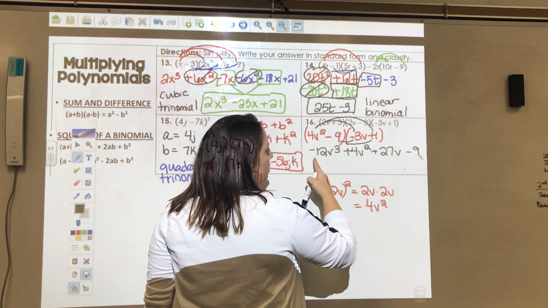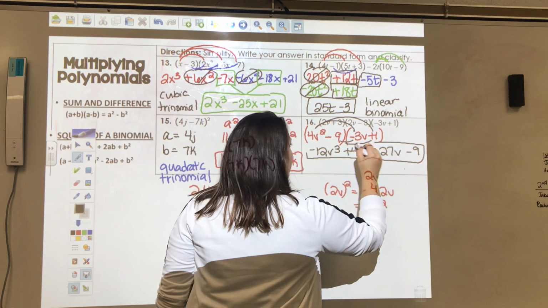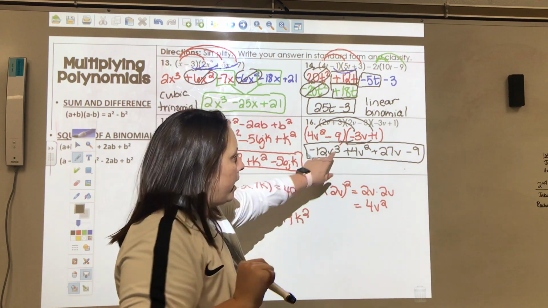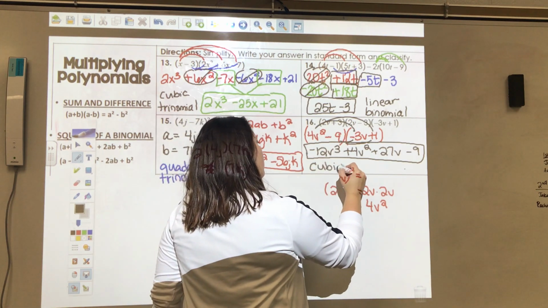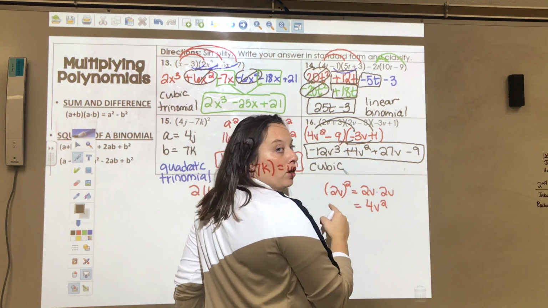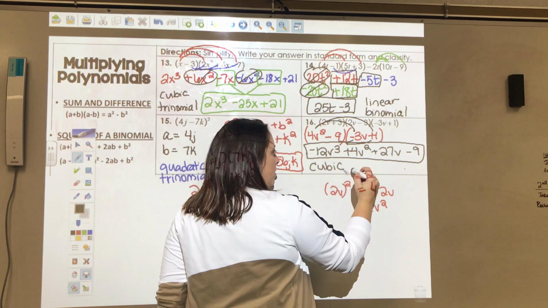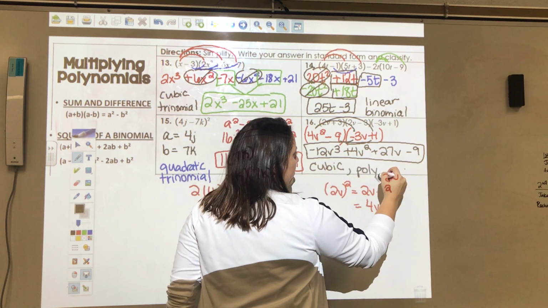Whew, it's already in standard form. Thank you, God. Classify it. Its highest degree is 3, so it's going to be a cubic. 1, 2, 3, 4 terms. Anything above 3 terms is going to be considered a polynomial. Poly means many.